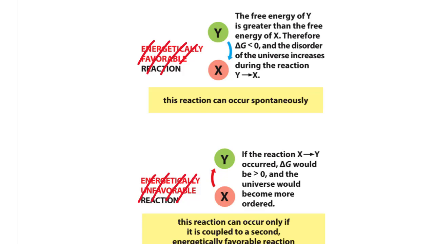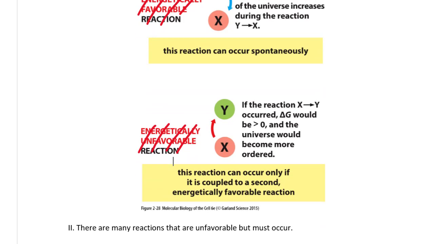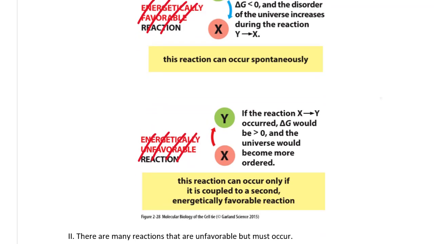Free energy of Y is greater than the free energy of X, therefore delta G is less than 0, and the disorder of the universe is increasing during the reaction Y goes to X. So in this case, Y goes to X has a delta G less than 0. This is not the delta G standard. So it favors the forward reaction, and that will happen spontaneously. The reaction will move toward equilibrium by transforming Y into X, right? Now the reverse reaction of X goes to Y would have a delta G that is greater than 0.